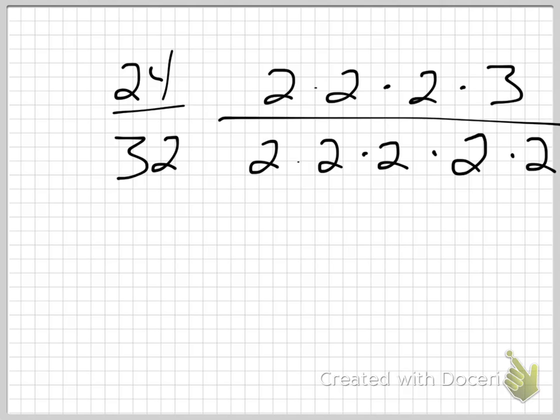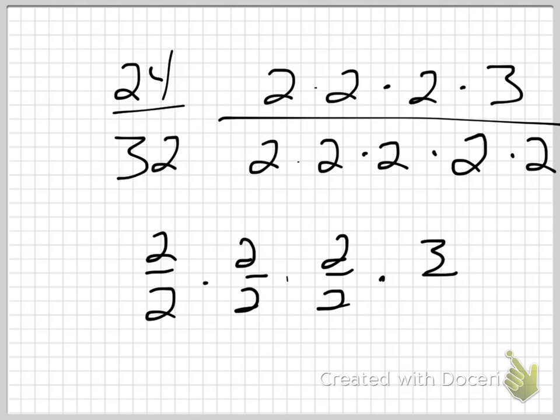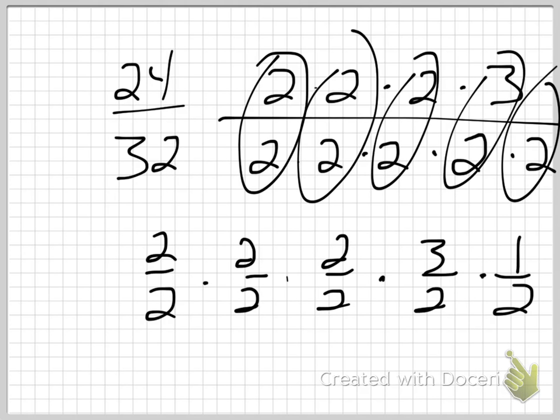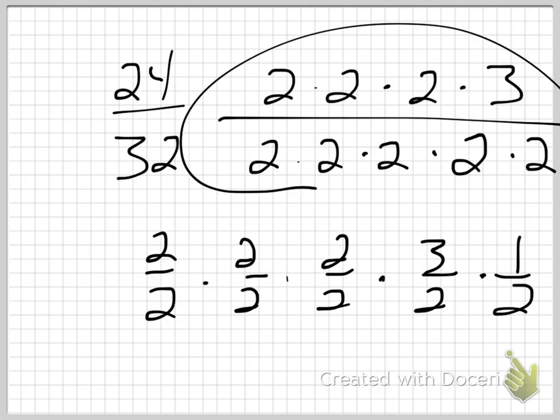Watch what I'm allowed to do. Okay? What am I allowed to do here? You tell me. What's the difference between that and 2 over 2 times 2 over 2 times 2 over 2 times 3 over 2 times 1 over 2? Notice what I've done. I've just kind of grouped them. You see what I'm talking about? What's the difference between this and this? Nothing. Okay.